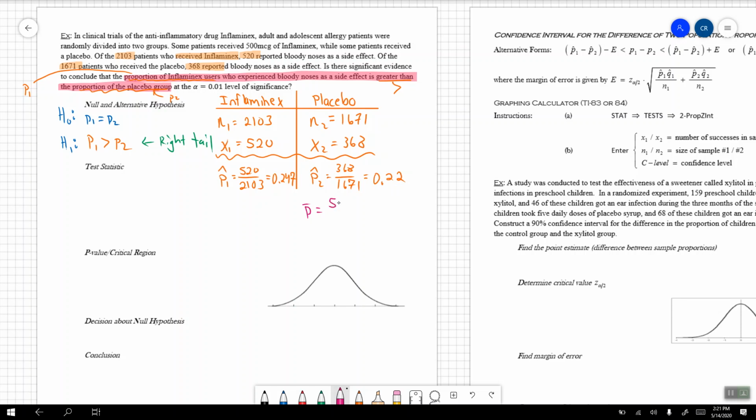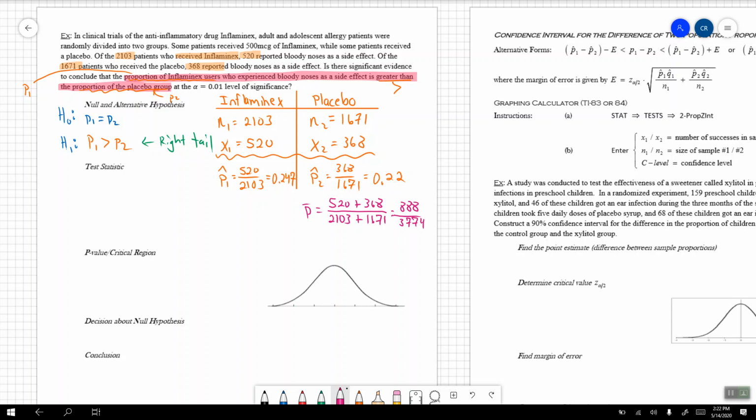P-bar is the addition of the first x1 and x2 divided by their respective sample sizes, which the first one's going to be 2103 and the second one's going to be 1671. Alright, looking pretty good. So this is going to be 520, or sorry, plus 368. This should get us 888 divided by, and this is going to be 2103 plus 1671. This should be 3774. There we are.